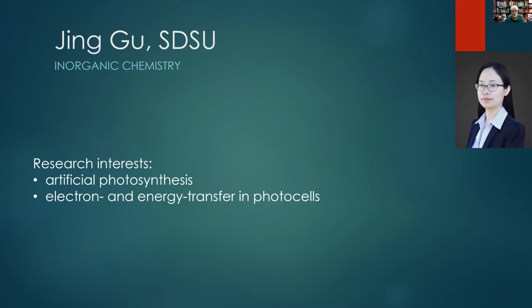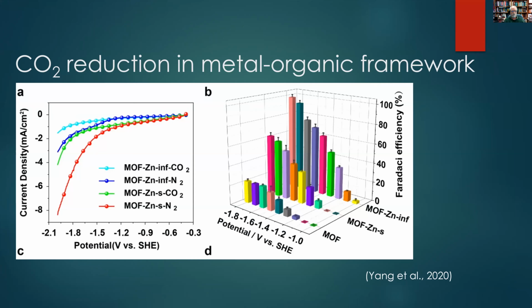Okay, I did want to finish up with one quick review of some work that we did about this time last year, collaborating again with one of my colleagues in the chemistry department, Jinggu, who's a brilliant materials chemist working over in EIS, and her interests are in artificial photosynthesis, in particular converting CO2 back to a fixed carbon, and also looking at how energy and electrons are transferred in photocells.